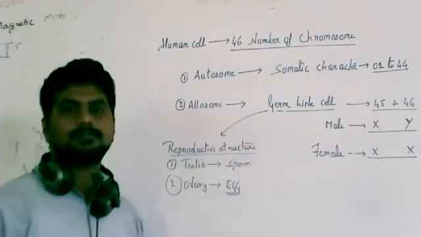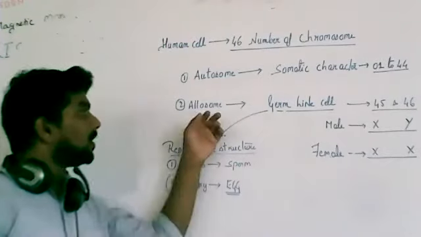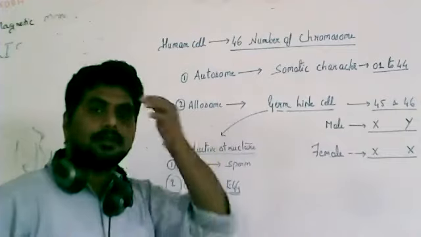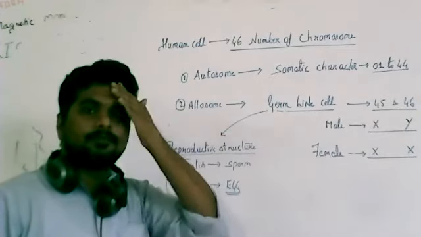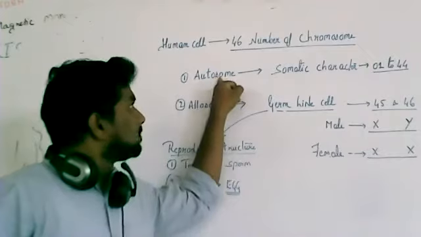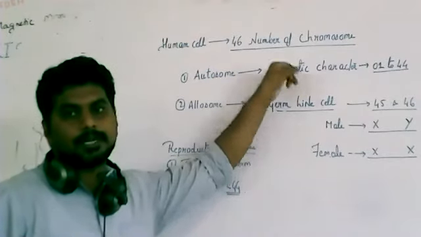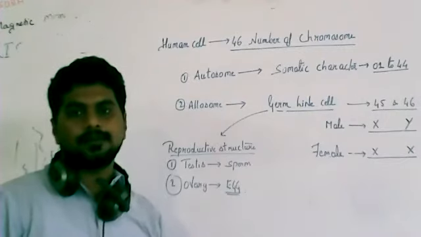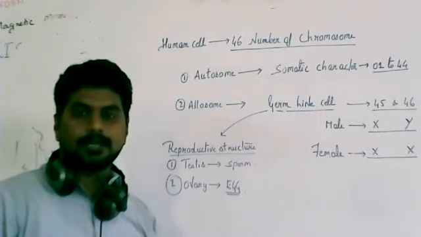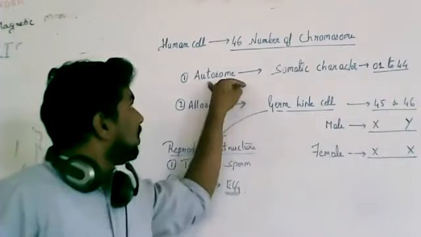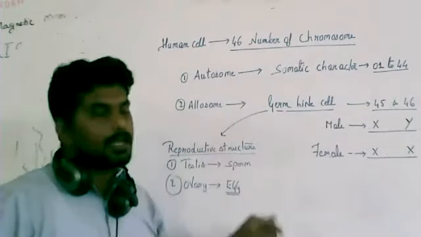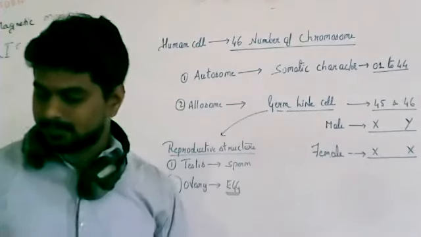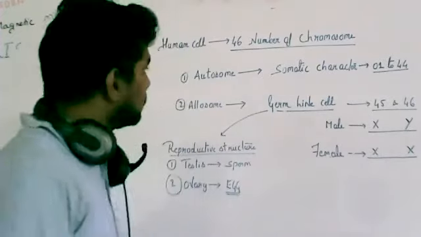The sex of an individual is represented by reproductive structure, such as ovary in female and testis in male. So by this we have divided it into two types. One is autosome, which will decide the somatic characters: your nail, your skin, your different organs like the liver, kidney, heart, pancreas inside you. All that comes under autosome. And only the reproductive structure is decided by allosome. So autosome and allosome.